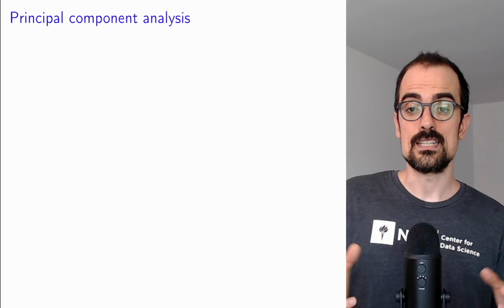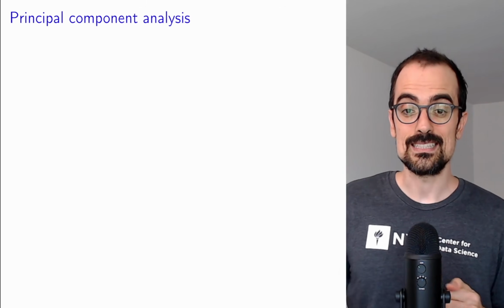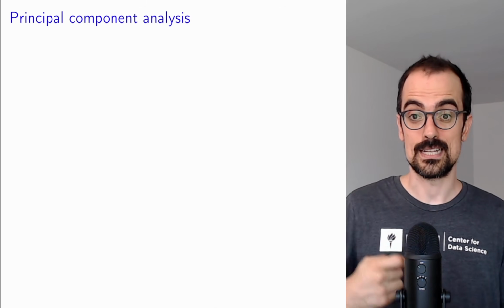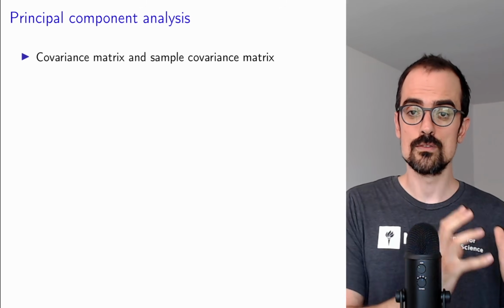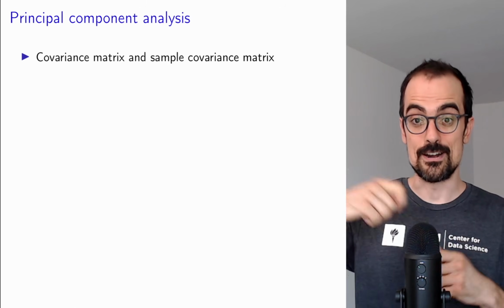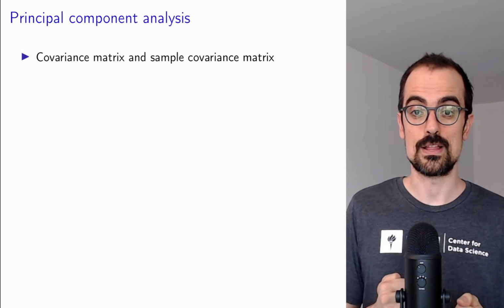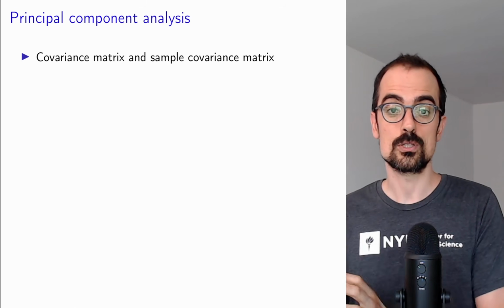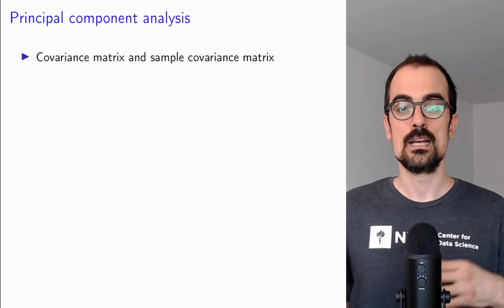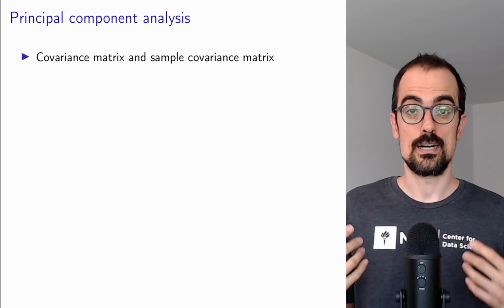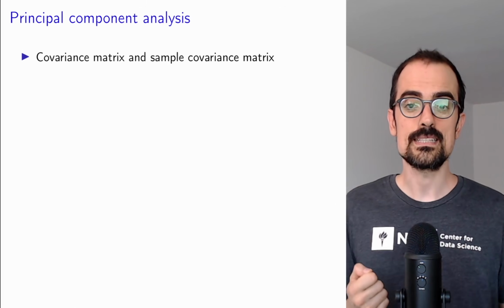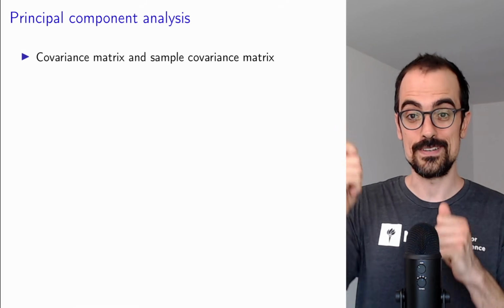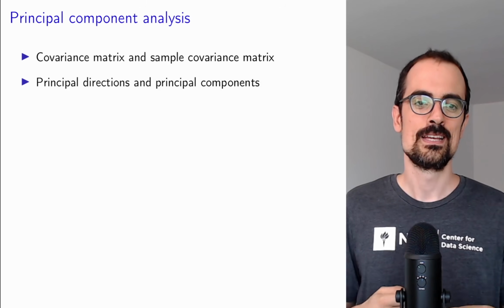Principal component analysis enables us to analyze data which has multiple features and is therefore high dimensional. The covariance matrix of a random vector captures the variation of different linear combinations of the random vector. Analogously, the sample covariance matrix of a data set captures the sample covariance of any linear combination of the different features within the data set.